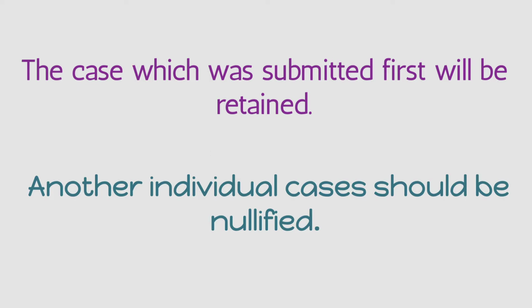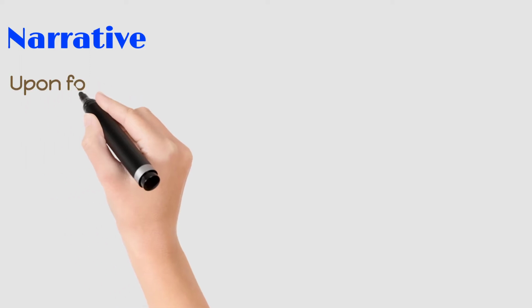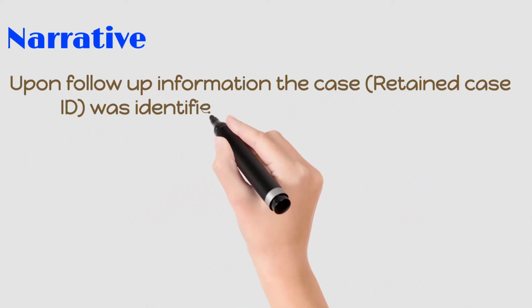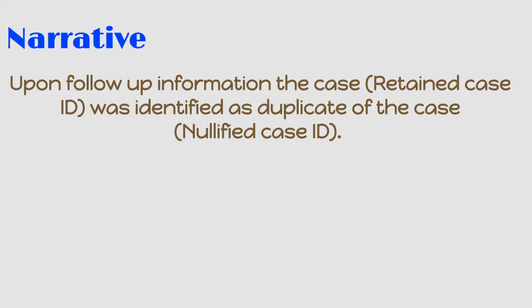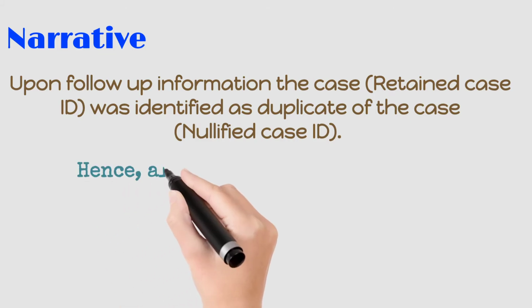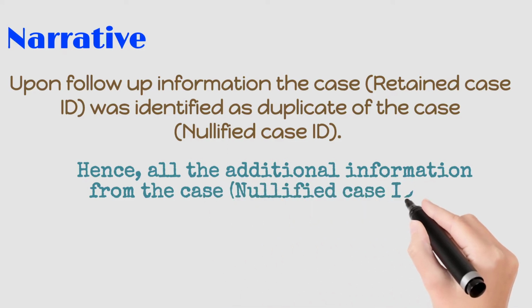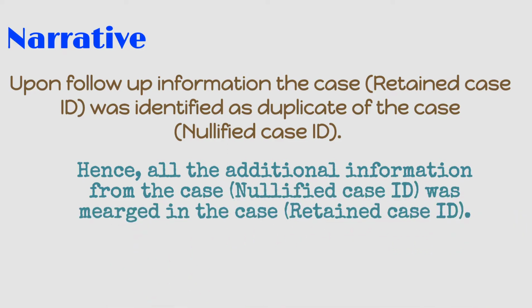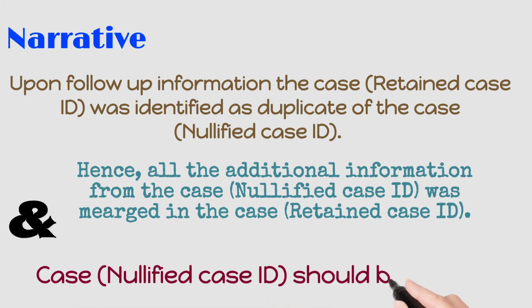And while submitting to the regulatory authority, we need to update the narrative of both the retained and nullified case. You can mention in the narrative: upon follow-up information, the case mentioned as retained case ID was identified as a duplicate of the case mentioned as nullified case ID. Hence, all the additional information from the case mentioned as nullified case ID was merged in the case mentioned as retained case ID, and the case mentioned as nullified case ID should be nullified. I know it's a confusing sentence. Please read it again to understand it completely. So this narrative update is treated as a nullification notification from the pharma company to the regulatory authority.